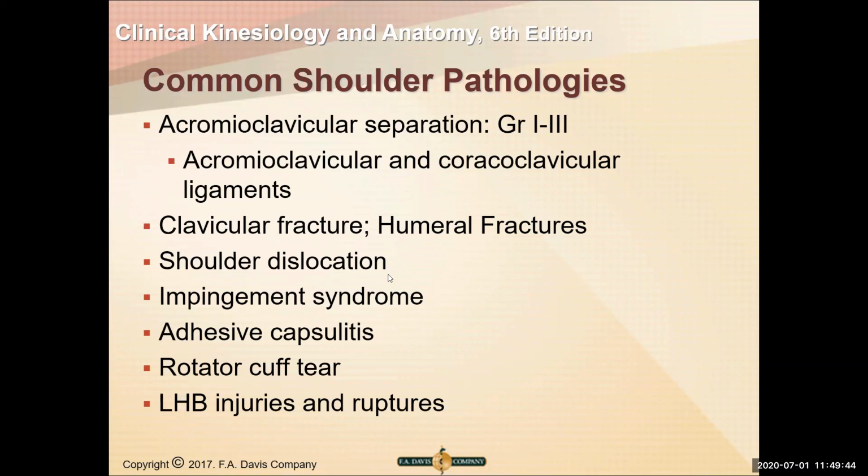Clavicular fractures. The most common fracture in the human body is the clavicle. When we fracture the clavicle, again, it's going to impact our shoulder stability, especially our posterior stability, because the clavicle is kind of useful for helping with that. Humeral fractures, again, are not funny breaks, but, you know, they are funny bone breaks.